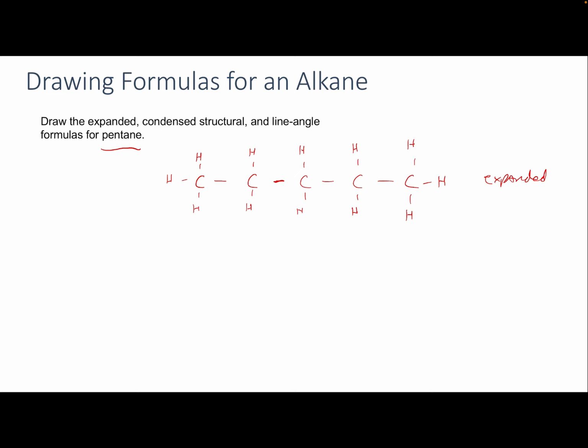If we want to go from expanded to condensed, all we have to do is take the ends, turn them into CH3s, take the middles, turn them into CH2s. So we can count as well, right? This is a C with 3 H's on it, so that's a CH3. This is a C with 2 H's on it, so it's a CH2. There we go. There's our condensed.